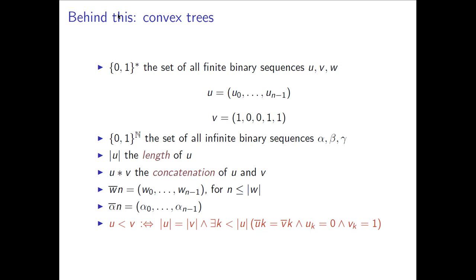Here comes the first, let's say, non-standard notion, a relation on finite binary sequences. U is smaller than V if it has the same length, but they're not the same, and at the first stage where they differ, diverge, U_k must have 0 and V_k 1. That's a quite natural relation.